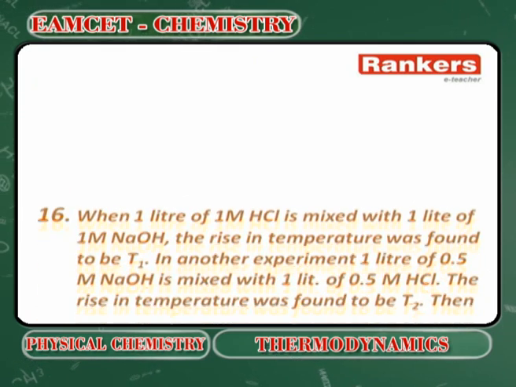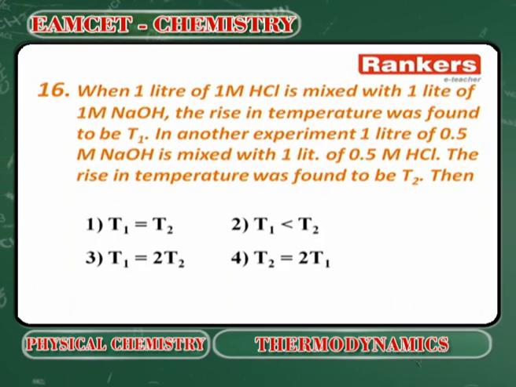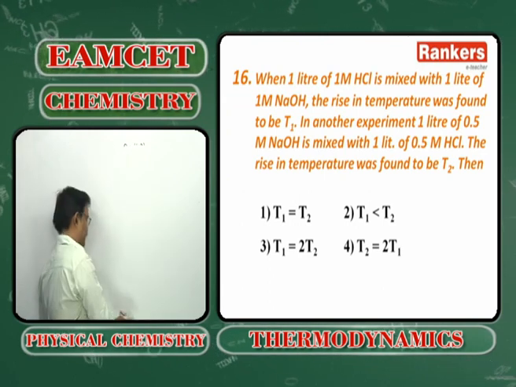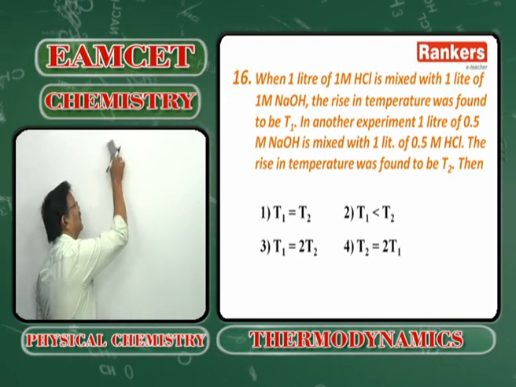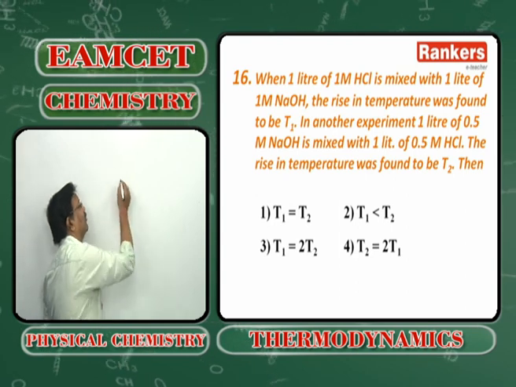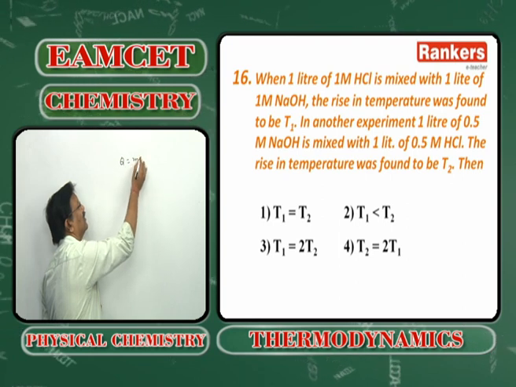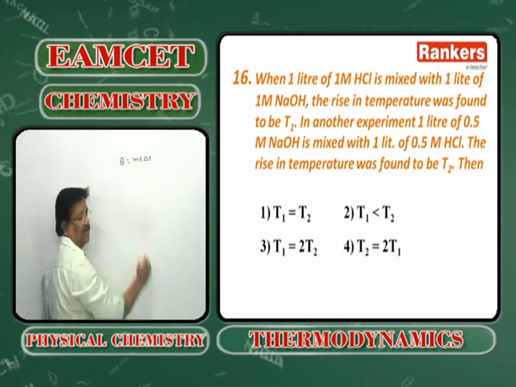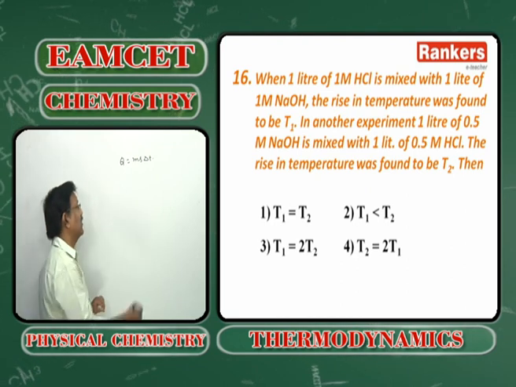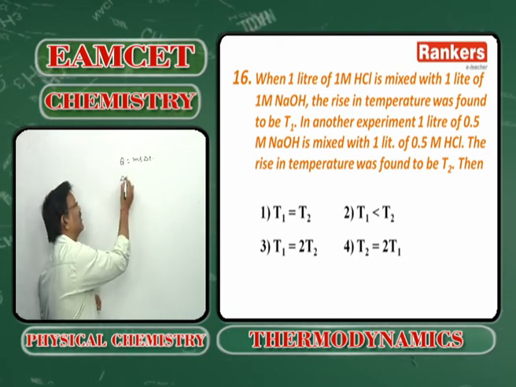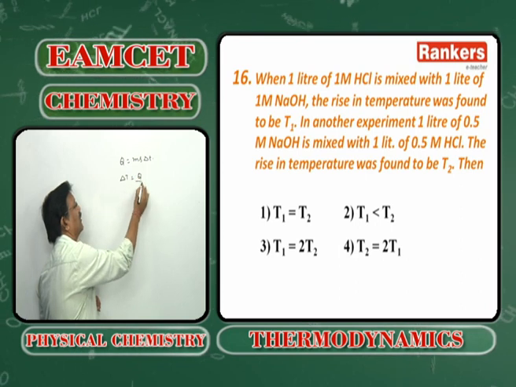Next. Now, the point is the rise in temperature is a maximum. How do you get the rise in temperature? Q is equal to ms delta T. Rise in temperature delta T is equal to Q by ms.